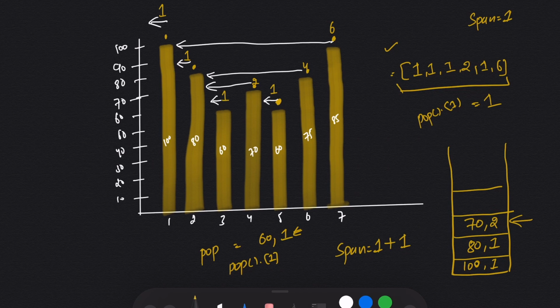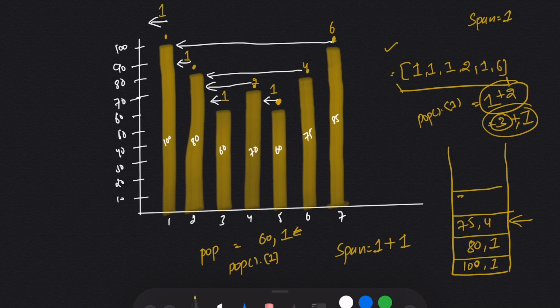Now again I will check whether previous day price is less than today's price or not. Yes, 70 is less than today's price. Then again I will pop 70 and 2 and I will add the value of spend, which is 2. Now I will insert 75 with value equal to 4, because prior to this we have spend equal to 3 and 1 for itself, which is 75. So 3 plus 1 is equal to 4.